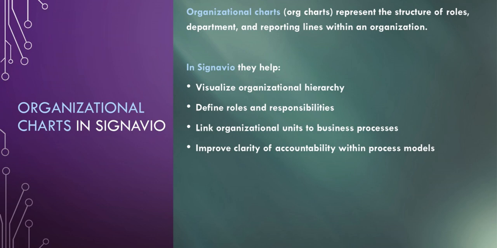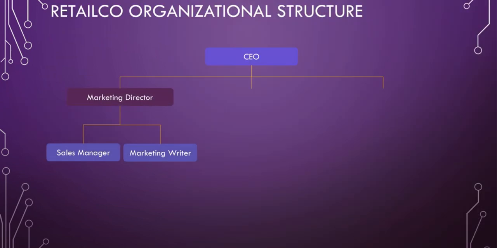the business. To demonstrate how this works, we will use a fictional company, Retail Co., and create a simple organizational structure. At the top of the organization, we have the Chief Executive Officer, who oversees the overall direction of the company. Reporting to the CEO, we have three key leadership roles. First, the Marketing Director, responsible for marketing strategy and sales activities.